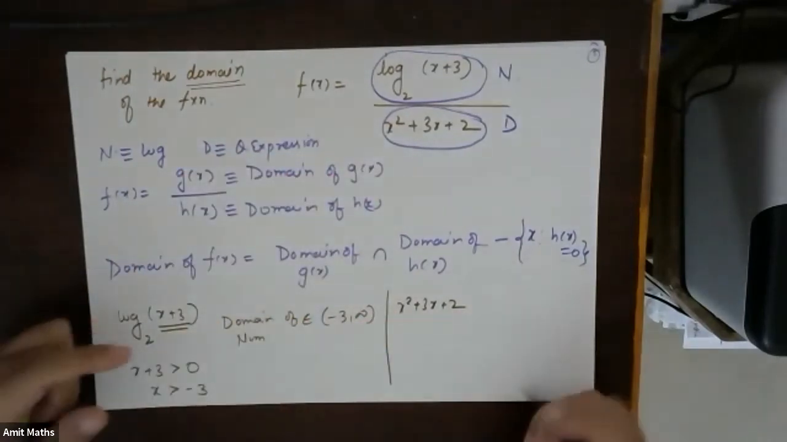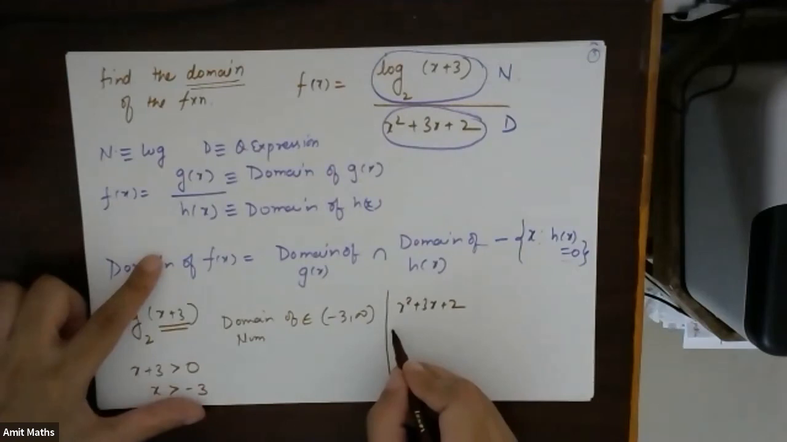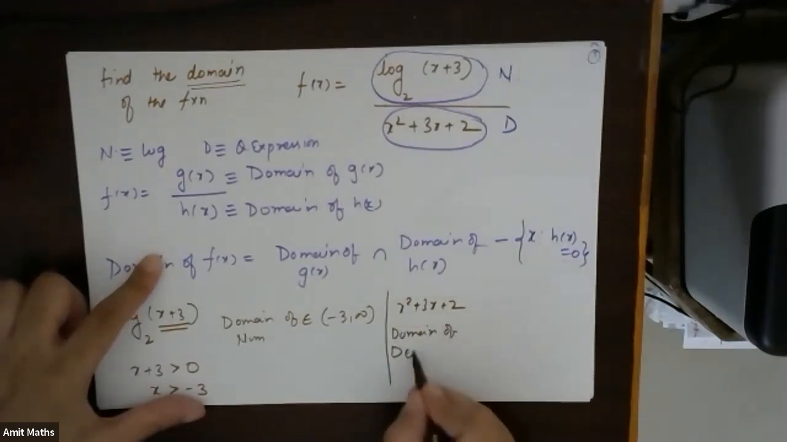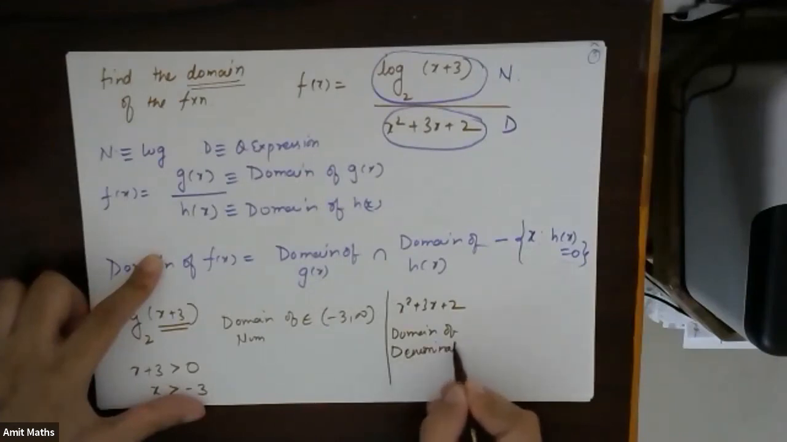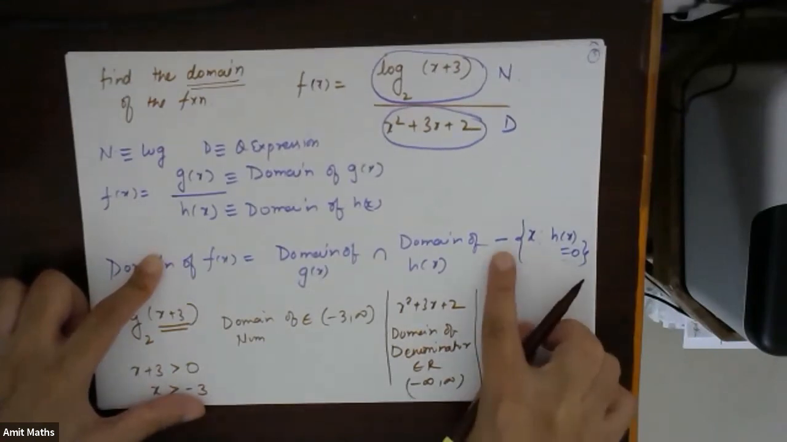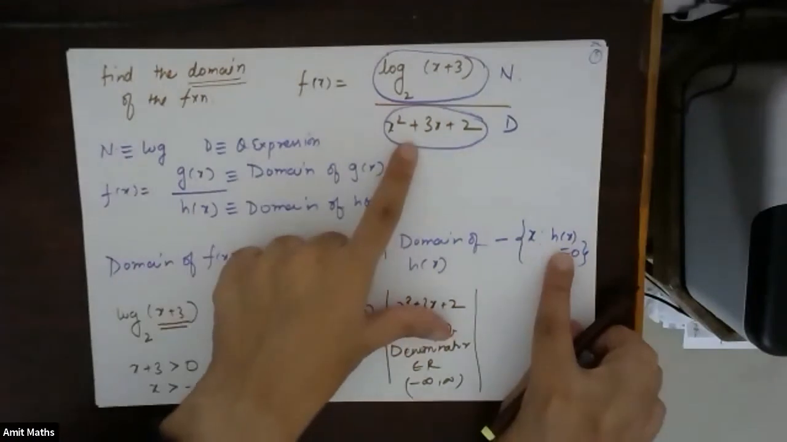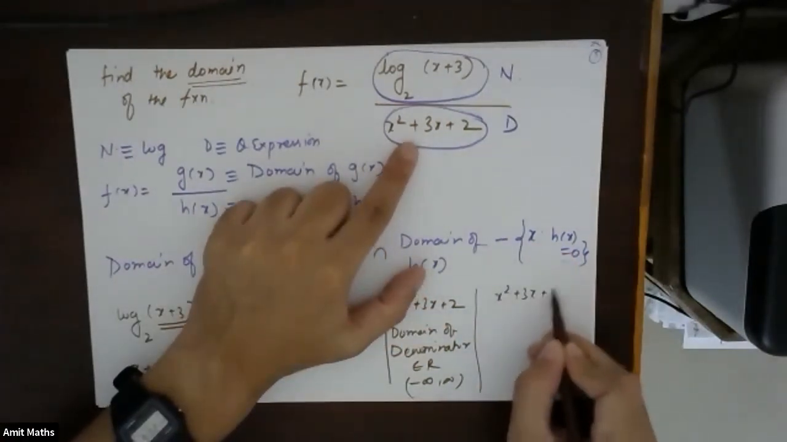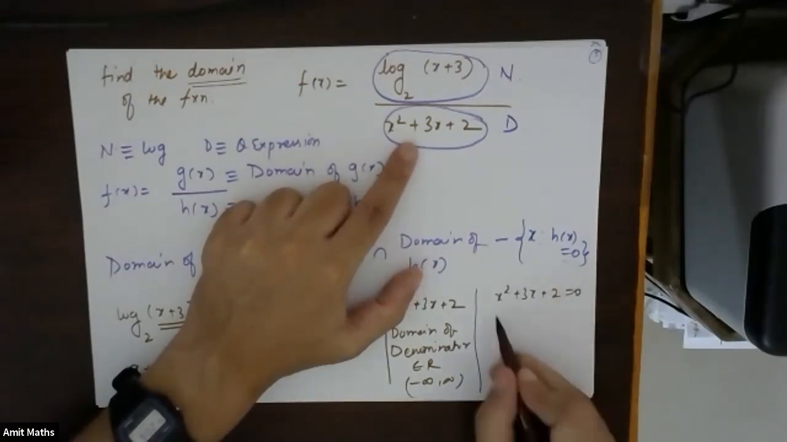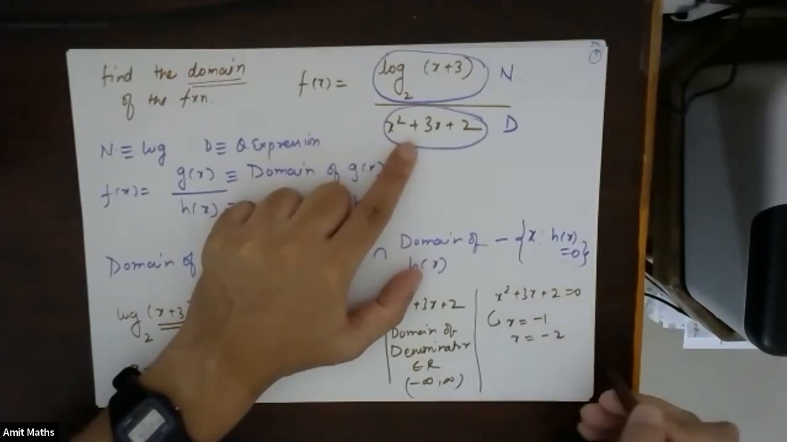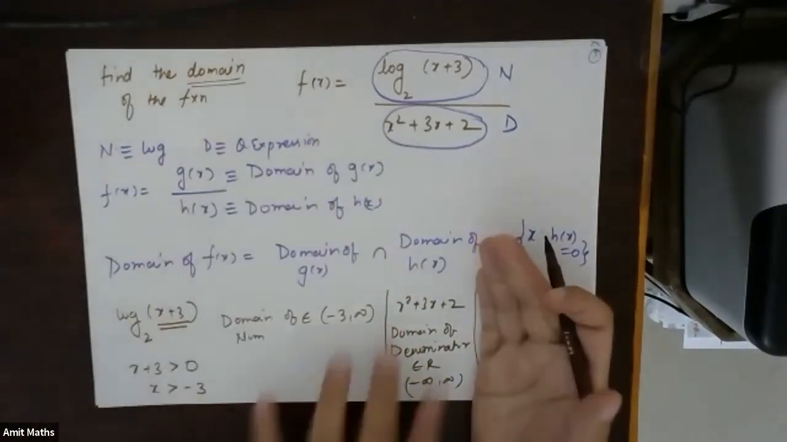This can take all the values of x. So the domain of the denominator will belong to the reals, that means minus infinity to infinity. Minus those values of h of x, those values of the denominator where it is equal to 0. So x square plus 3x plus 2 is equal to 0. This will give you two roots, which are x equals minus 1 and x equals minus 2. So I will take the intersection of these two.